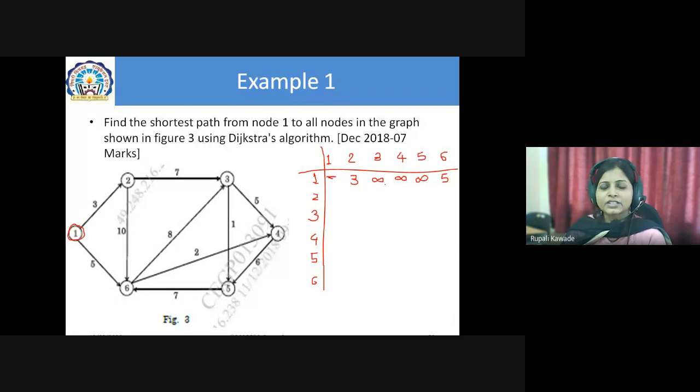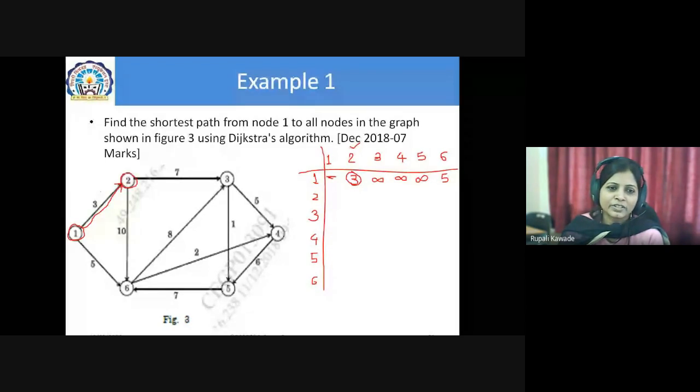Now, out of these, which one is the minimum distance? 3 is the minimum. So we will proceed now with the help of 3. So node 2, whose distance is 3, we have visited and chosen. And its distance from the starting node is 3.